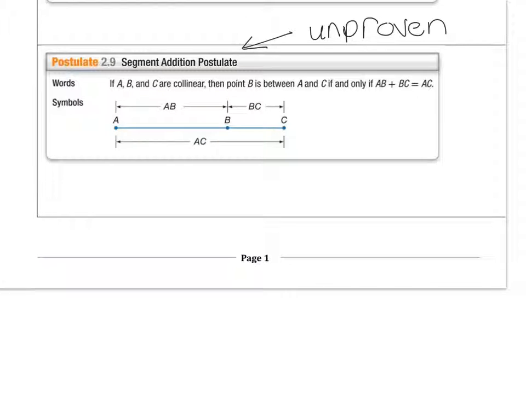Now, if we had a longer segment broken up into more than 2 segments, well, that's going to equal the sum of each of these segments. Okay, so we can keep going on and on. It doesn't necessarily mean that there's 2 parts. It just means that the whole length of the string, if you will, is equal to those pieces that you cut it up into.